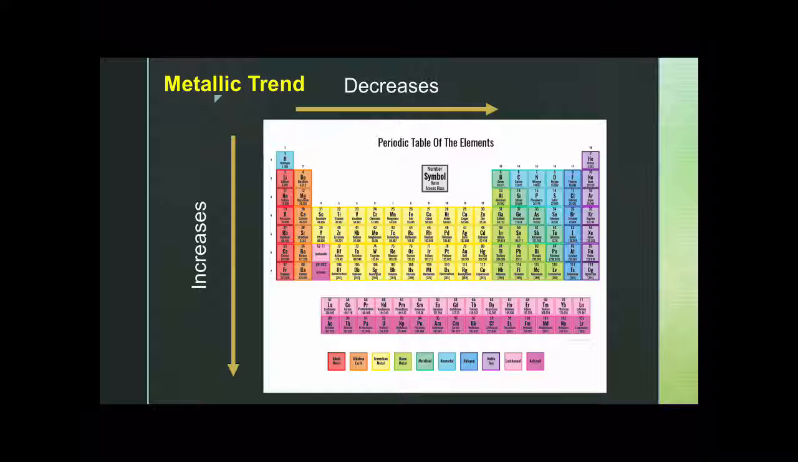Metallic character decreases as you move from left to right, because you will have more valence electrons, which will make the element less reactive. Metallic character also increases going down because of electron shielding, which makes electrons in the valence shell looser, which will make elements more reactive.